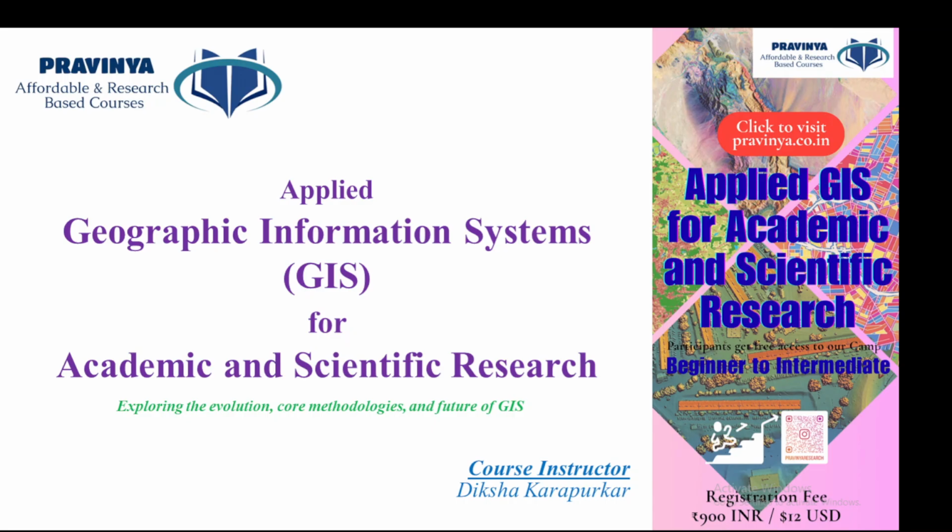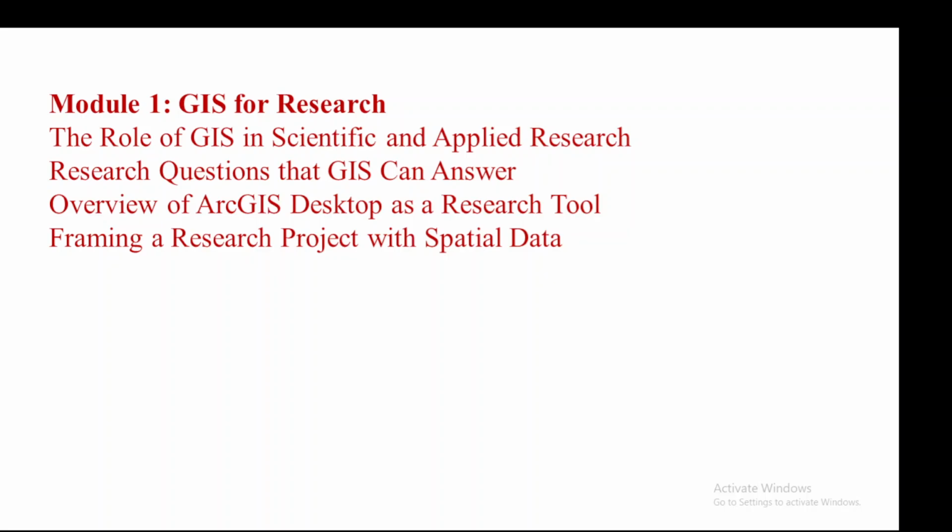Let us start with our first session. The first session is covering the first initial parts of Module 1, where we discuss GIS for research, Geographic Information System for research. Here we discuss essentially four objectives: the role of GIS in scientific and applied research, research questions that GIS can answer, overview of ArcGIS desktop as a research tool, and framing a research project with spatial data.